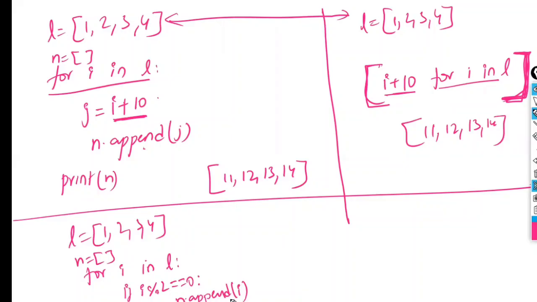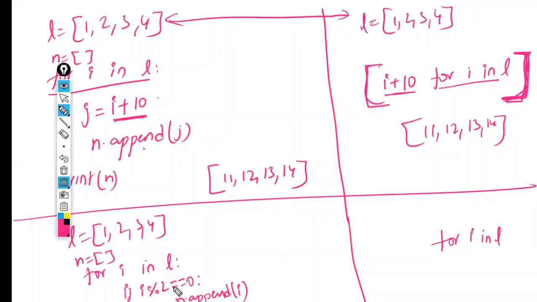Right? This is the code in order to get only the even numbers. The same thing you can also get by using the list comprehension. That is, for i in L. After that you write the condition inside, right? The same condition you write here.